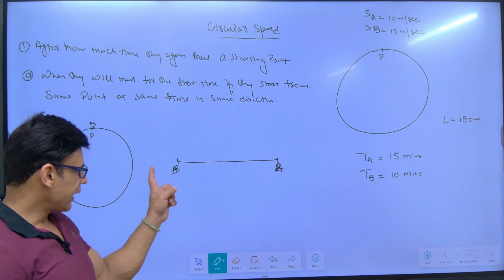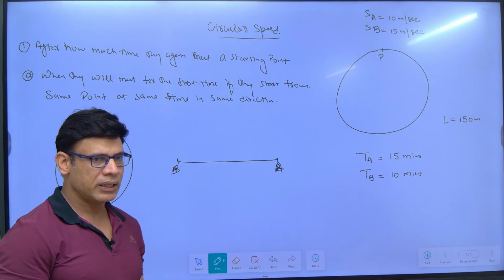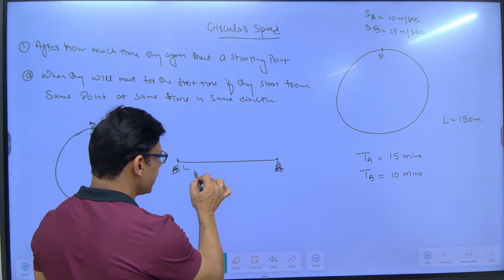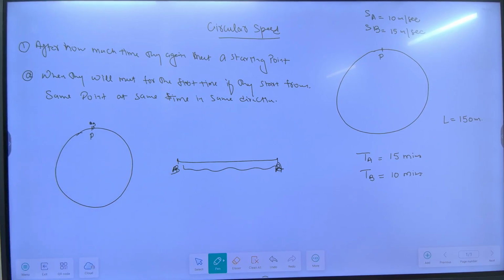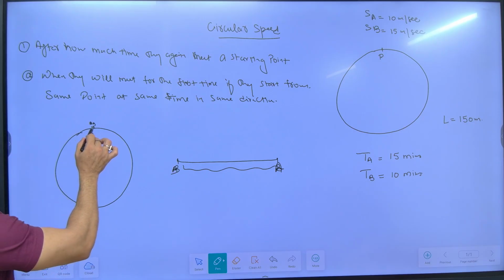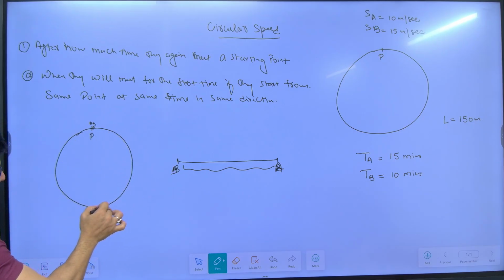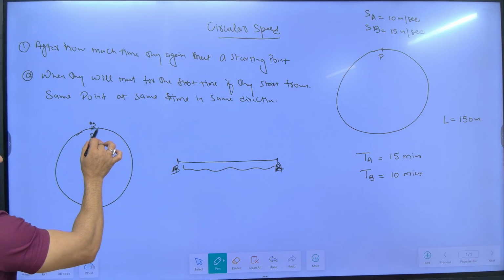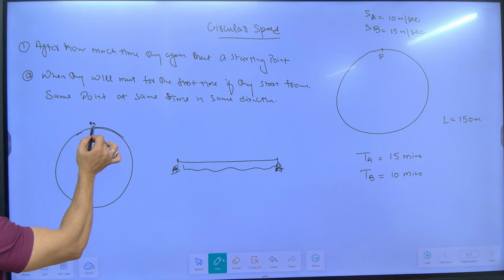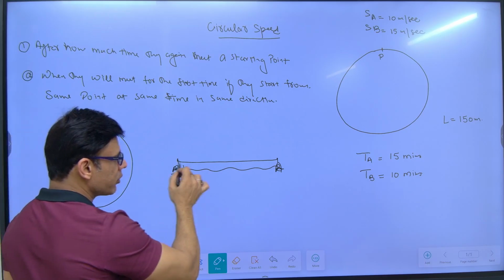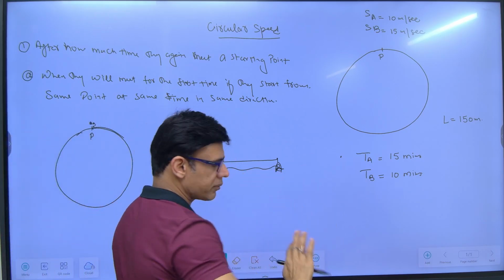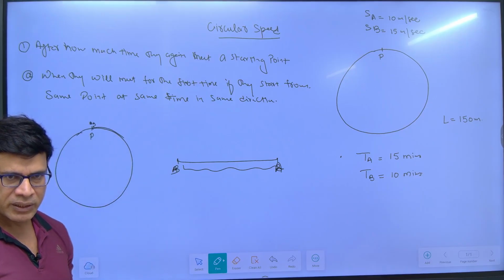In order to catch up with A, B has to cover a relative distance between them or not? Yes. Now, here B will take a lead. So, in order to catch up with A, B has to cover almost the length of the track, relative distance, length of the track. See, if they are moving in this direction, they will meet somewhere here, right? They'll meet somewhere here.